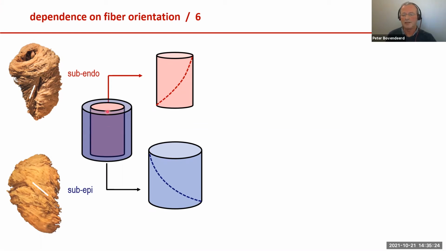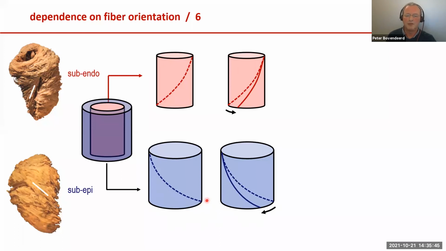So you see them indicated in red and blue. In the subendocardial layers, fibers are oriented like this. And in the subepicardial layers, they are oriented in quite a different angle. If we now would activate these fibers, they would tend to shorten. And this would mean that, if we keep the bottom or the top plate fixed, the inner layers would move like this, and the outer layers would move like this. So you have a difference in twist of the inner and outer layers.